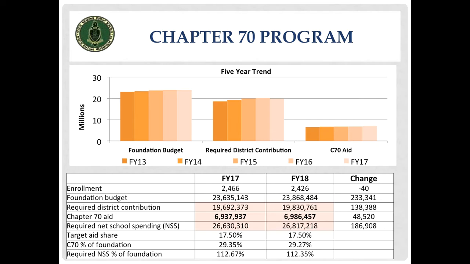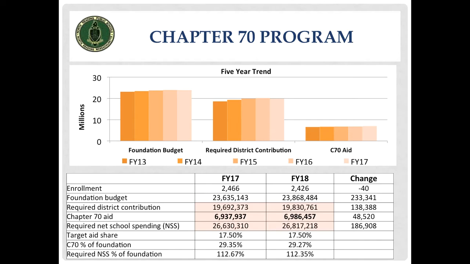Step two would be the calculation of a district's required district contribution. And essentially what that is trying to do is determine what a community can afford. That is known as the required district contribution. This represents the amount of local appropriations needed to meet our required net school spending. And certainly there are many variables that go into that equation, but a community's median income level and real estate property values are all major factors that drive that calculation.